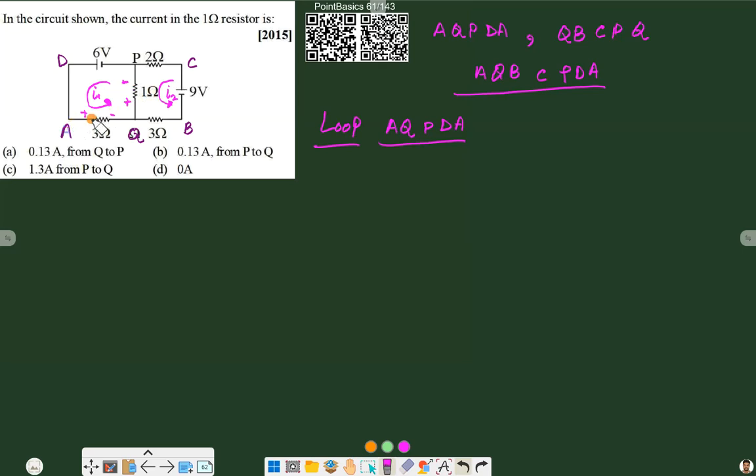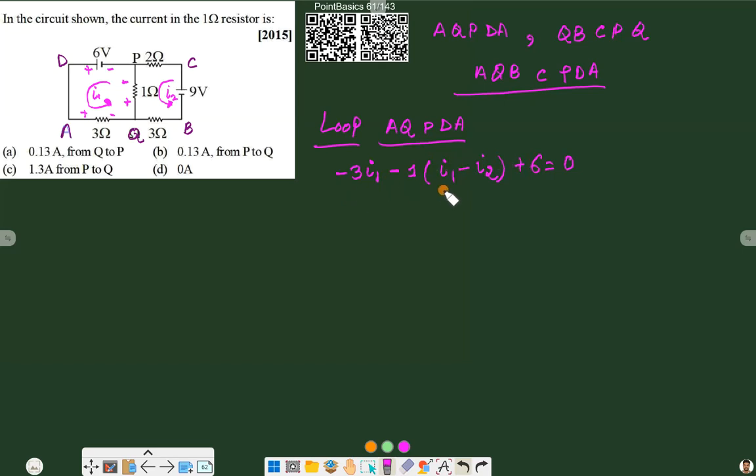When we start from point A, first we encounter a 3 ohm resistance, positive to negative, so we will consider negative: minus 3 I1. Then at point Q we encounter a 1 ohm resistance, again positive to negative, so negative, with the net current flowing through it, that is I1 minus I2. And then we encounter a battery, negative to positive, so plus 6 is equal to 0. So this is our first equation.